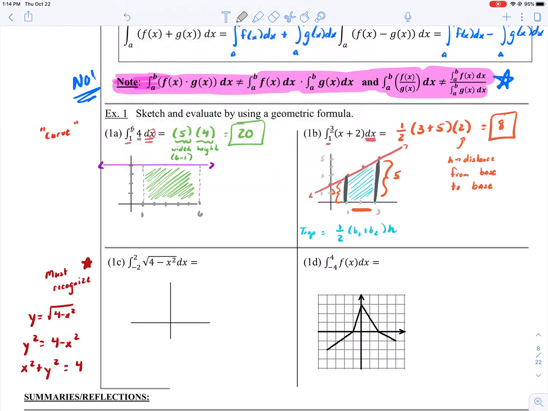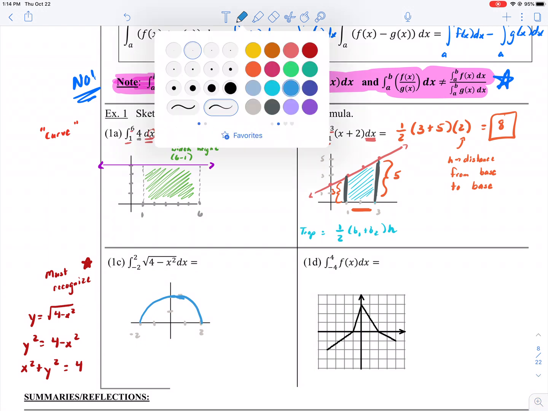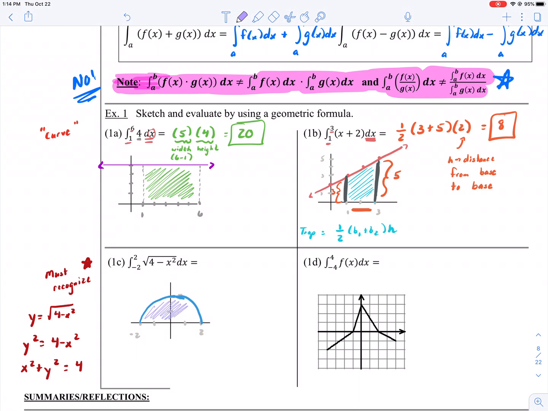So let's get that done. So radius of 2. Let me create my semicircle here. So when I'm asked to find the integral from -2 to 2, I'm being asked to find the area under that curve, but because it is a geometric shape, I can use geometry to help me find that.